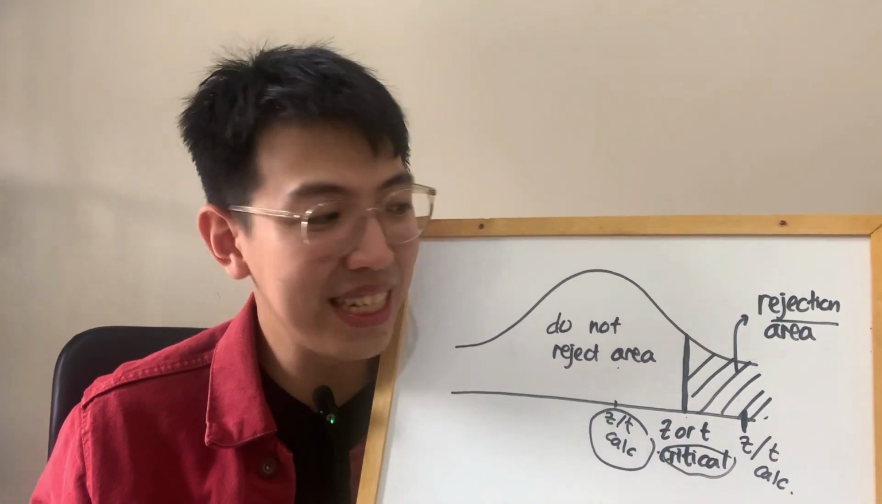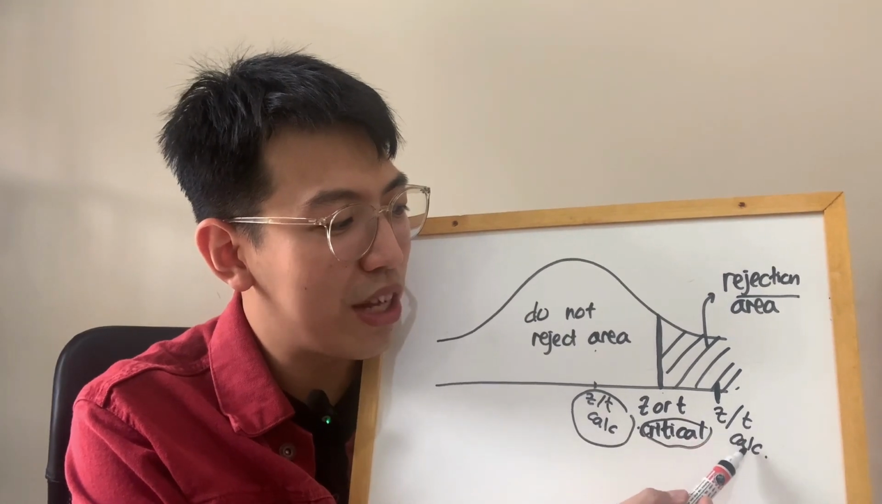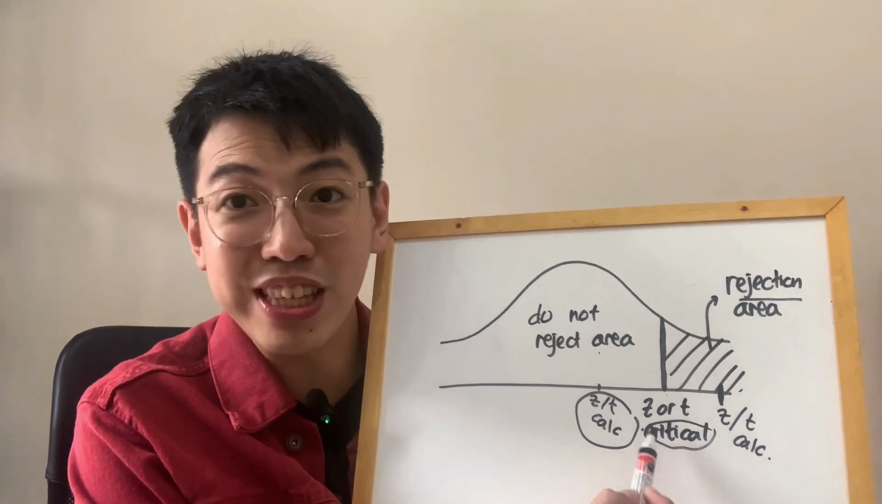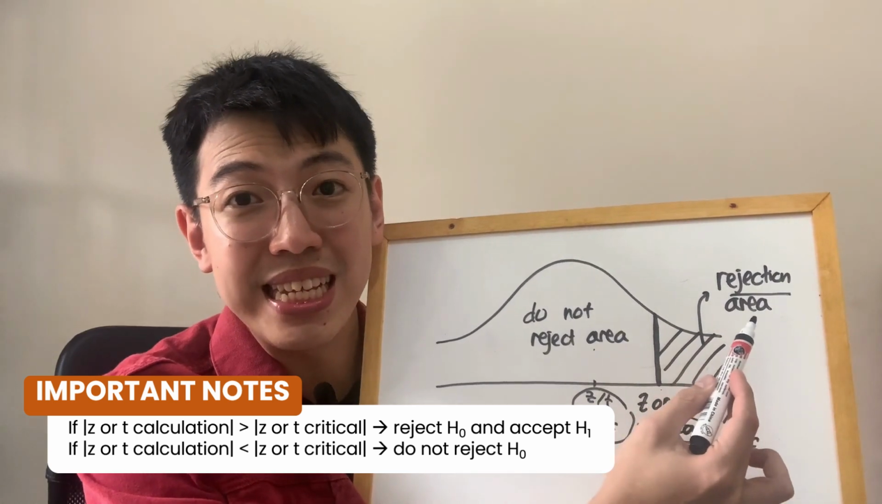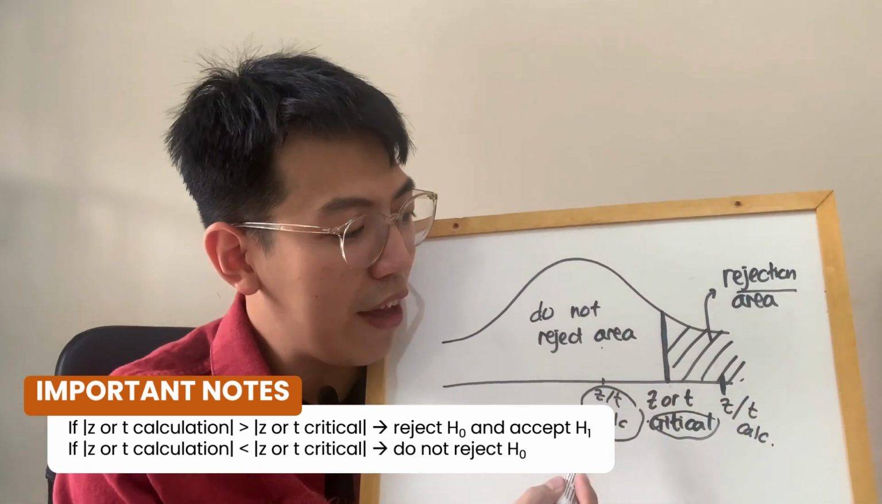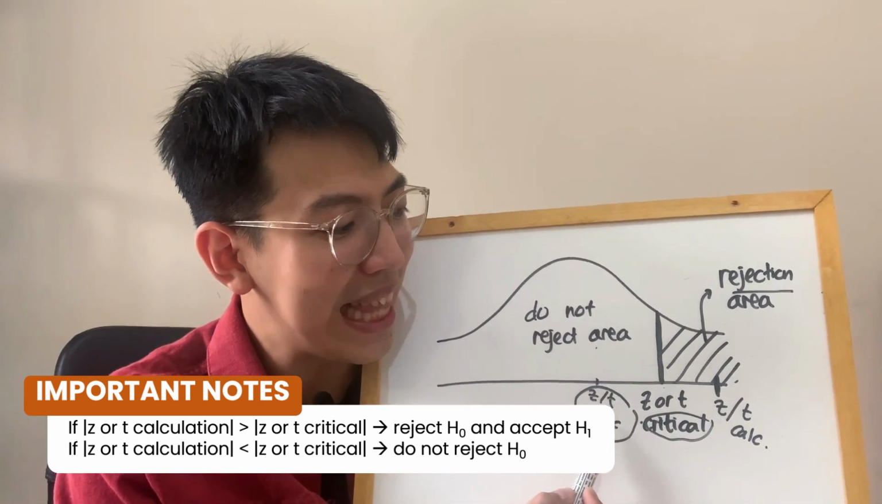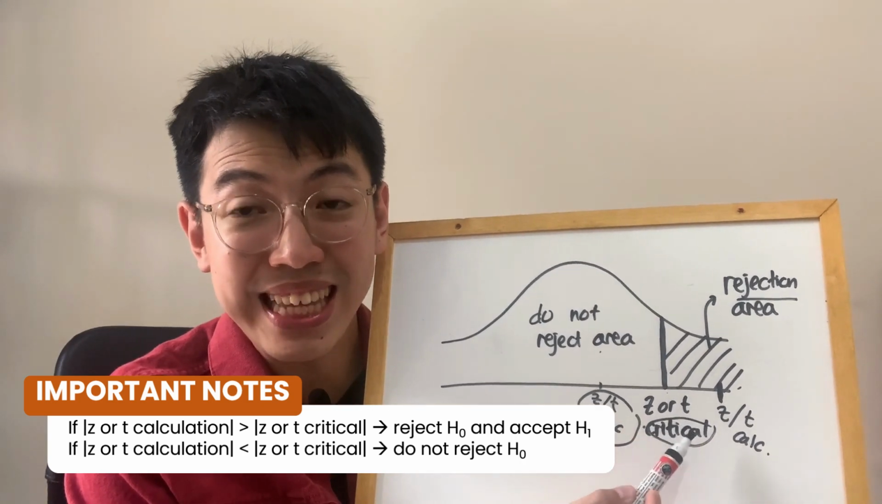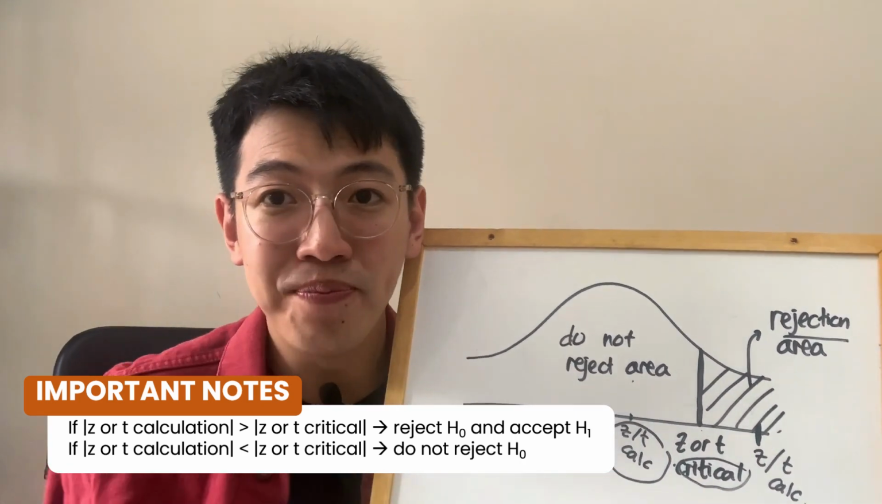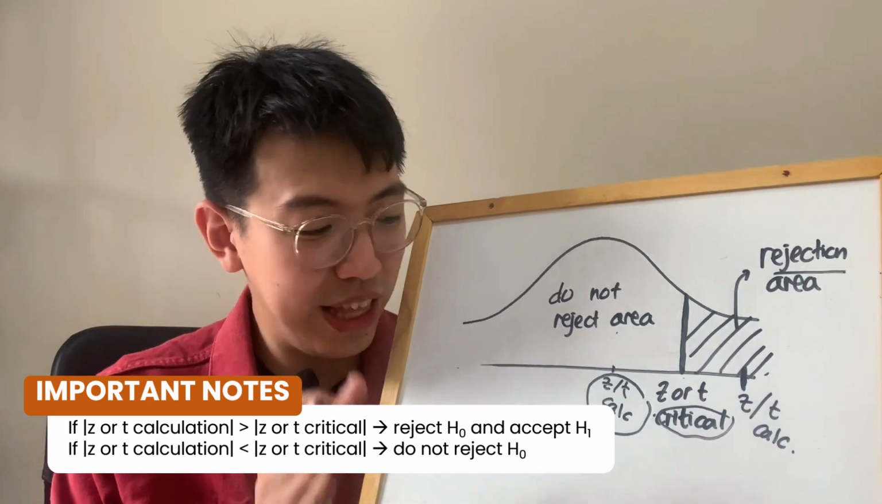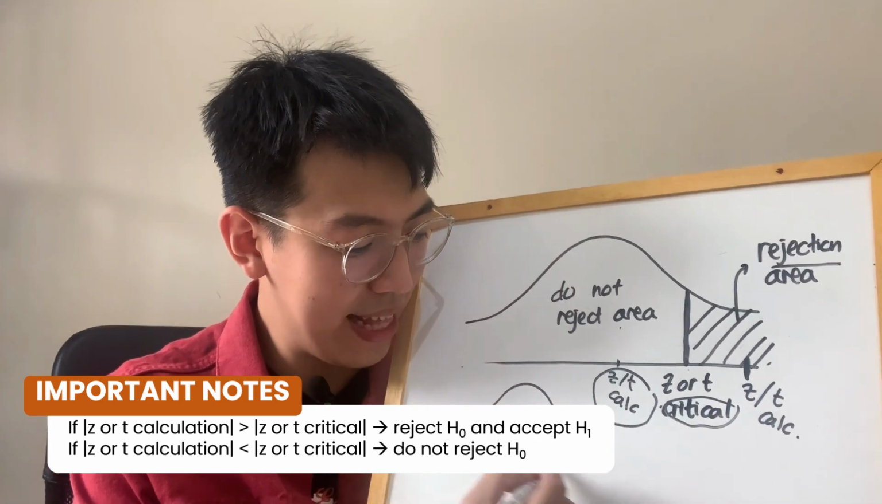Is it clear, right? So if Z or T calculation is larger than Z or T critical, you need to reject H0 since it is in the rejection area. If Z or T calculation is less than Z or T critical, you need to not reject H0. The question is that how if it is one tail and negative?